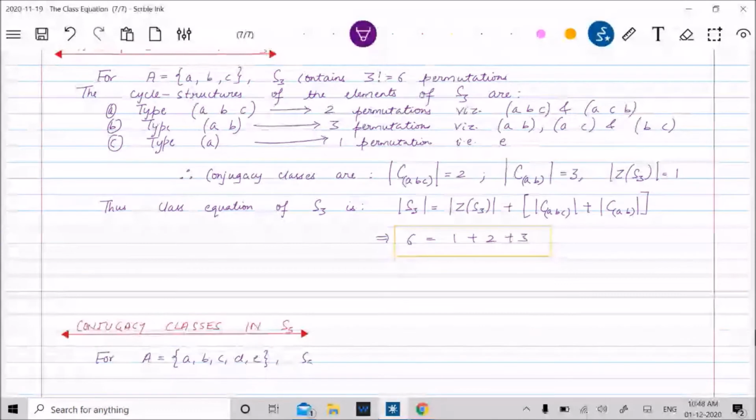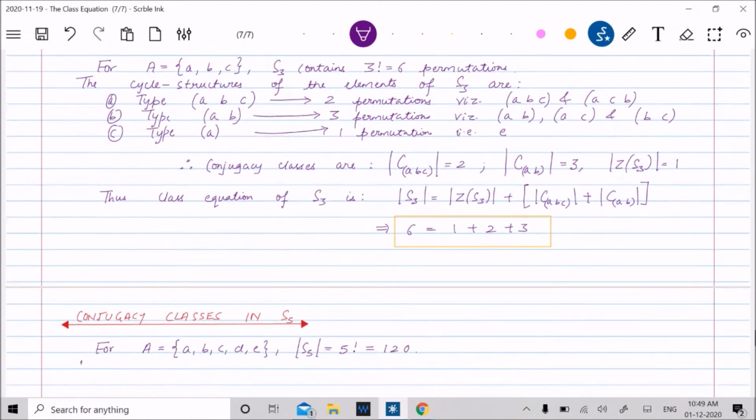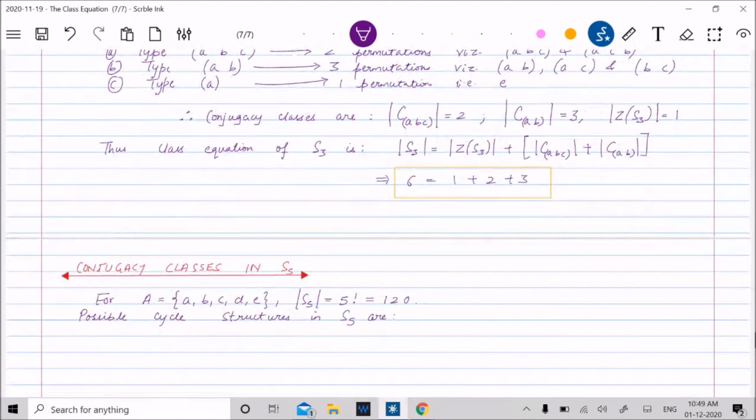S5, the order of S5 is equal to 5 factorial, and that's equal to 120, right? Now the possible cycle structures in S5 are, this is important, possible cycle. Mridul, tell me the first cycle structure that S5 can have.